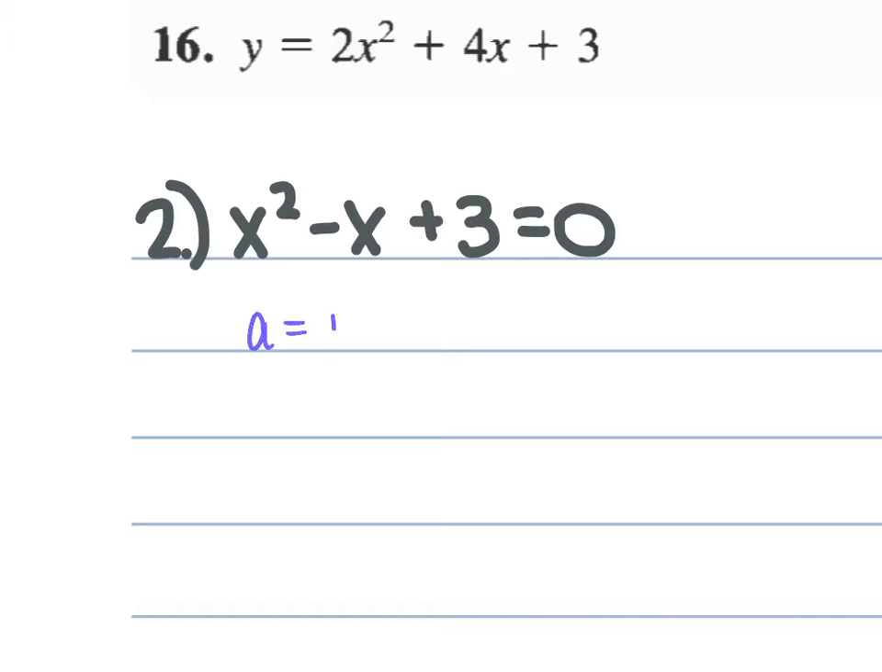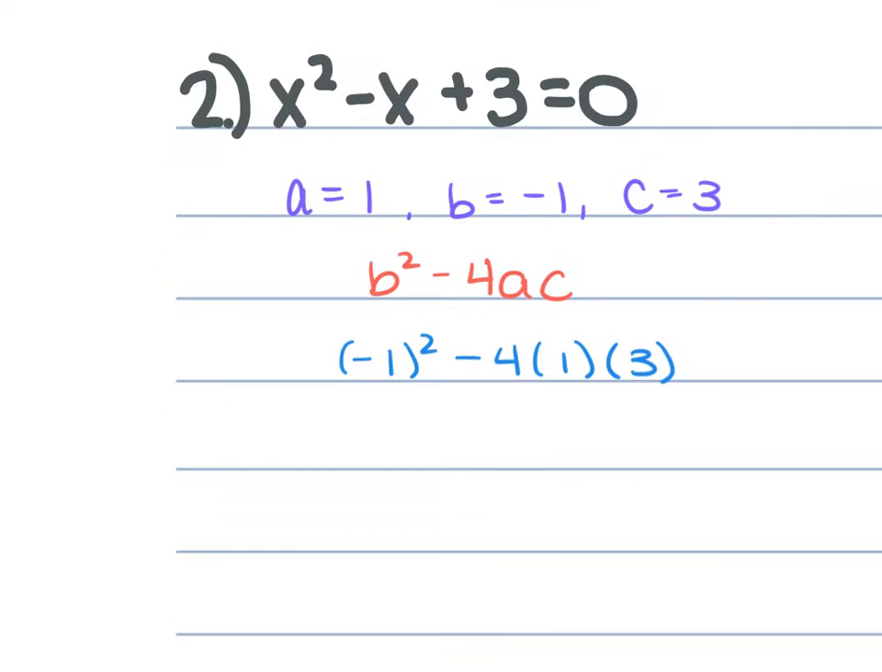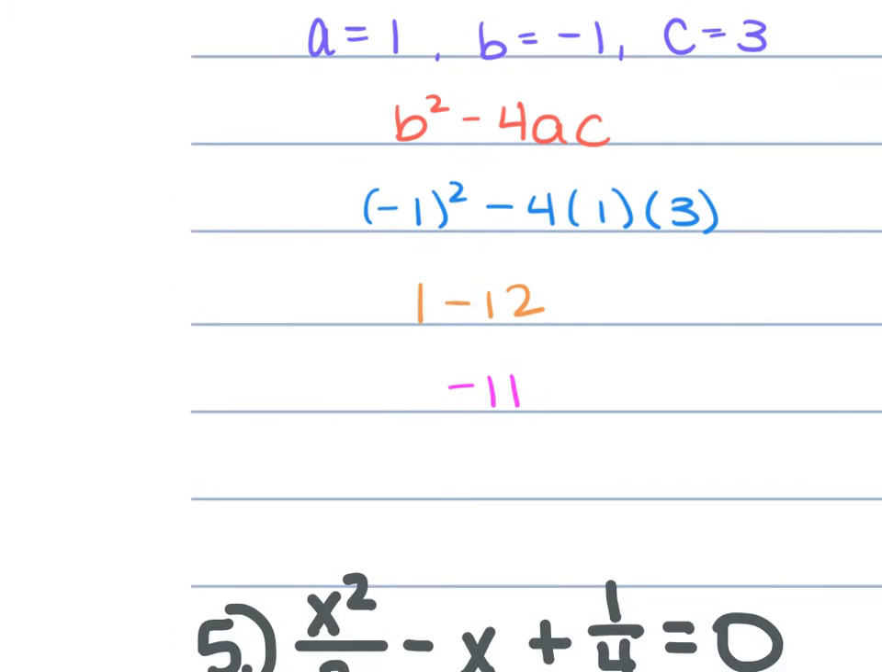So our A is 1, our B is negative 1, and our C is 3. So we're going to have B squared minus 4 times A times C, which is going to give us negative 1 squared minus 4 times 1 times 3. So negative 1 squared is 1. Negative 4 times 1 is negative 4 times 3 is negative 12. So 1 minus 12 is negative 11. Because we have negative 11, this is a negative number, less than 0. So we have 2 imaginary solutions.